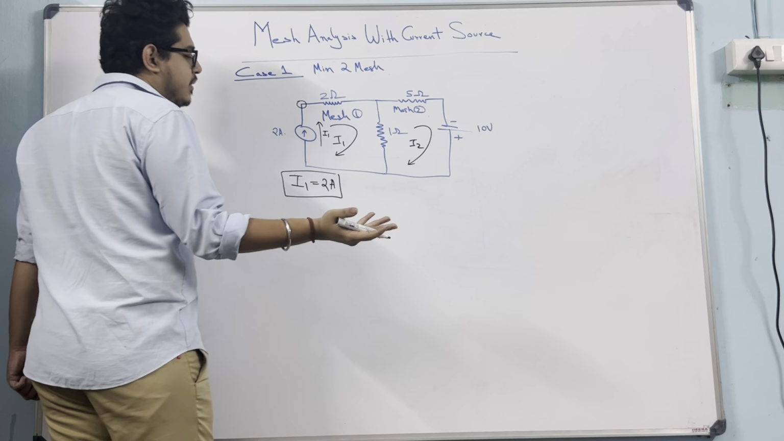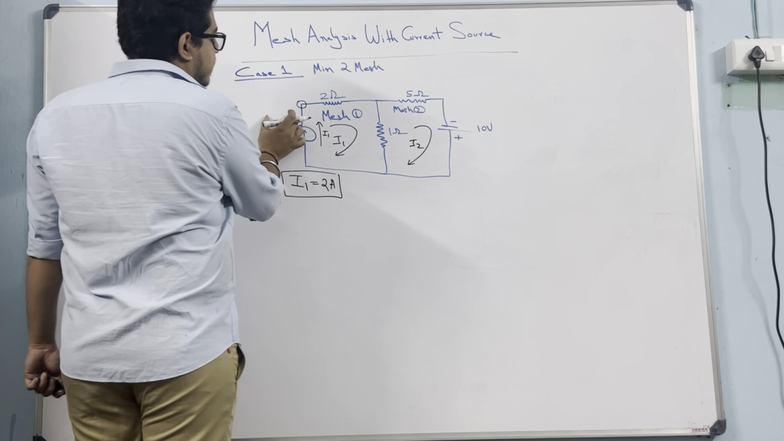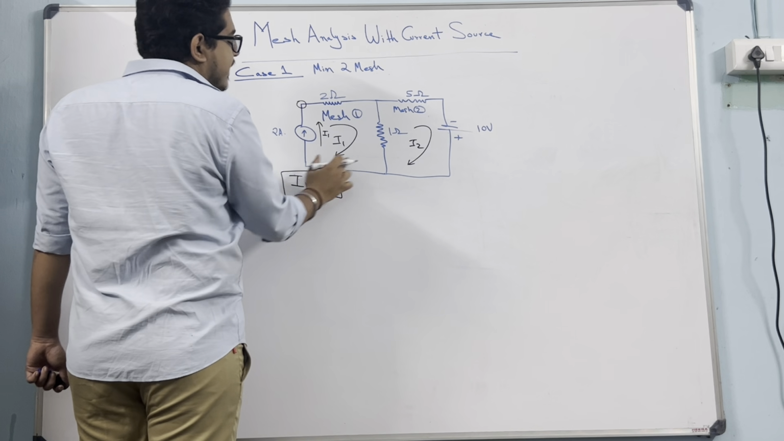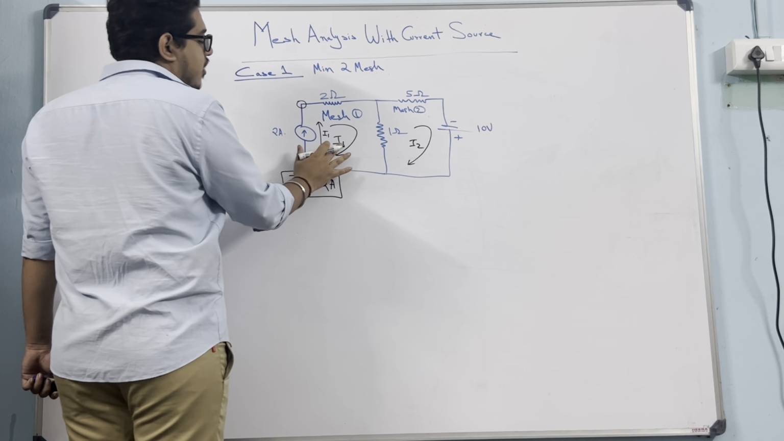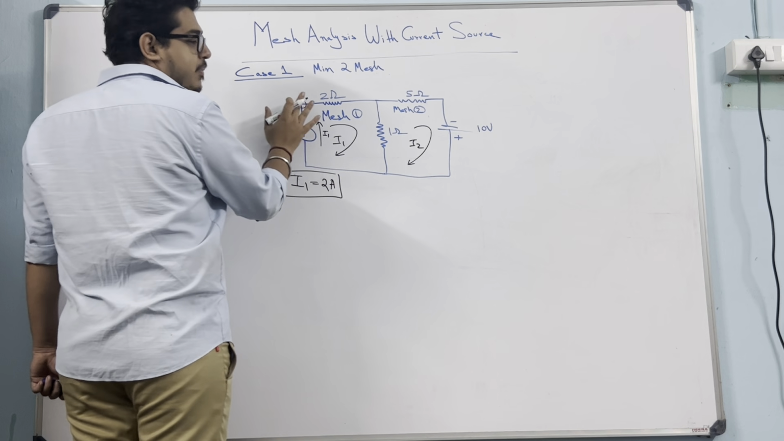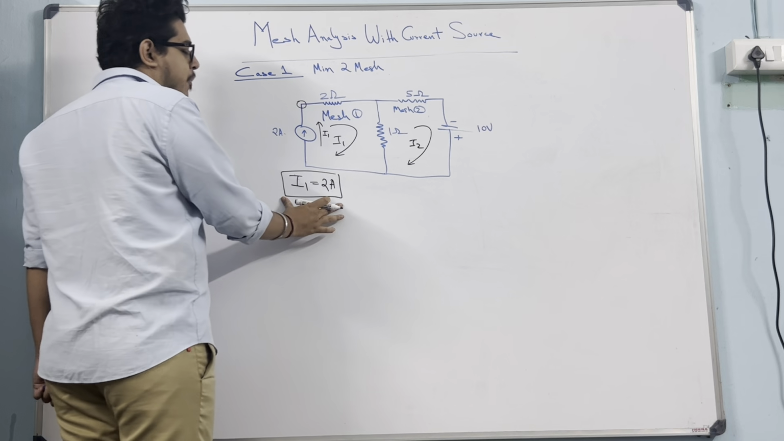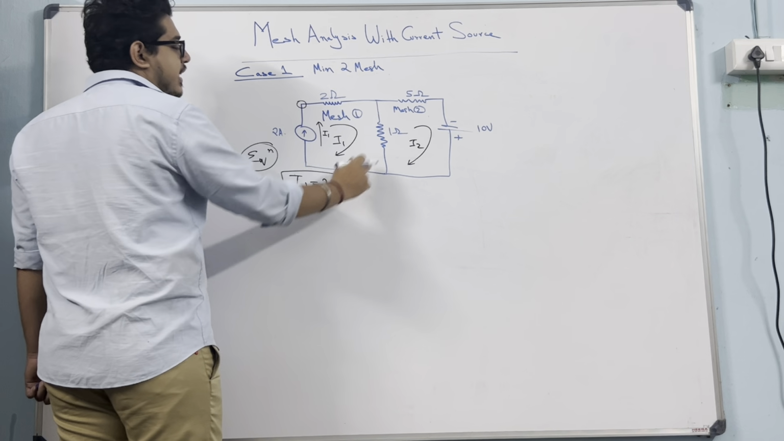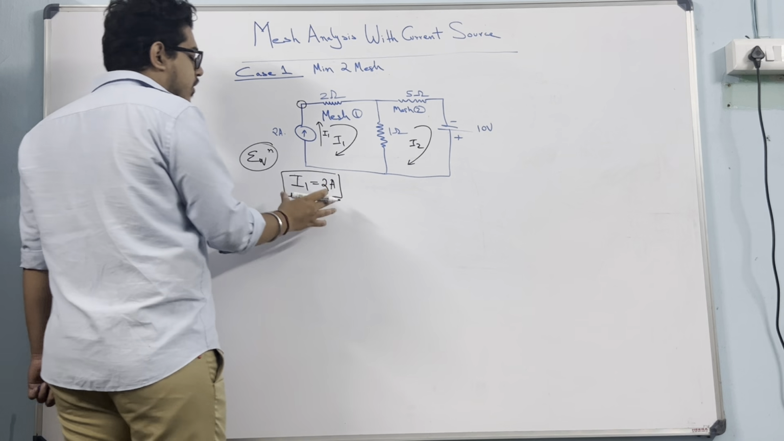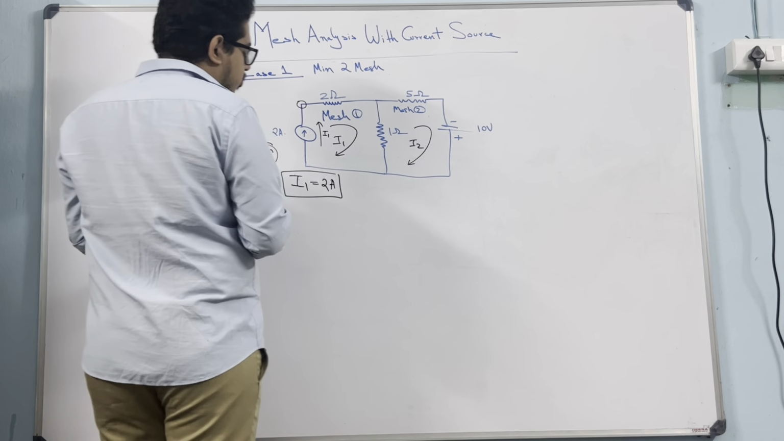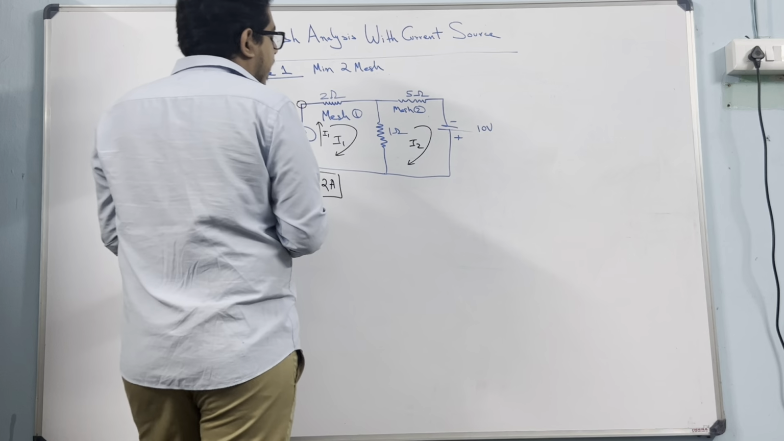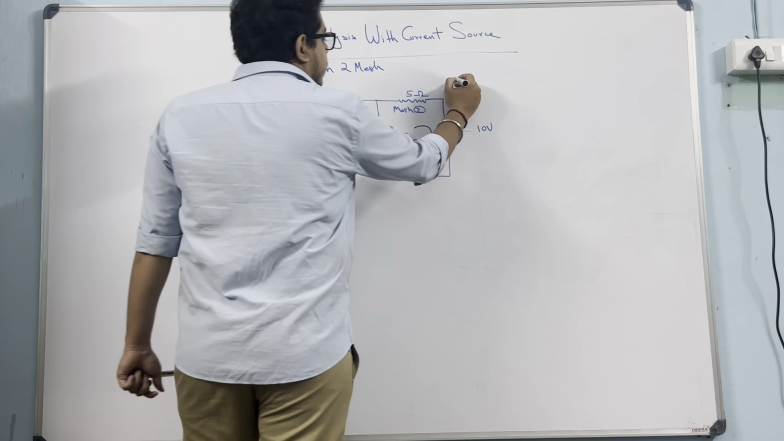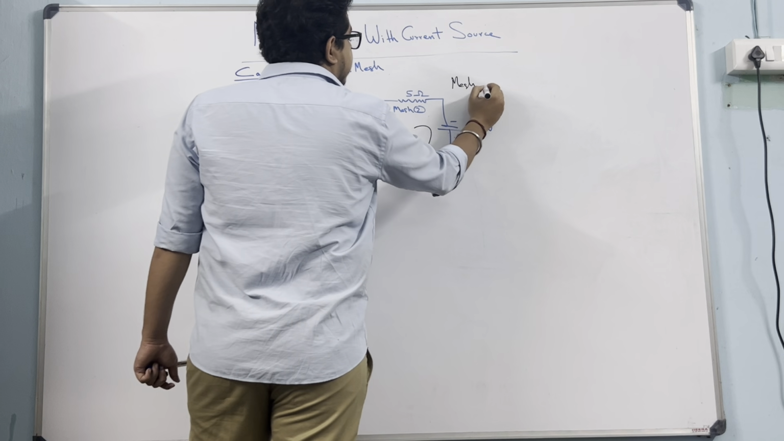That's it, nothing much. So when the current is maintained at 2 amperes, I assume the direction of the mesh current I1 to be the same direction. So I1 will be equal to 2 amperes. I got equation 1 simply. No need to write the KVL and all, because we know the current. We just want to know the current value only. Okay, now in mesh 2, we can write the KVL.